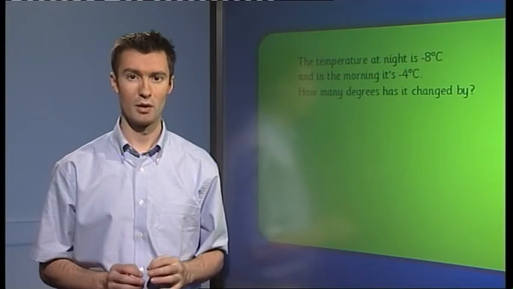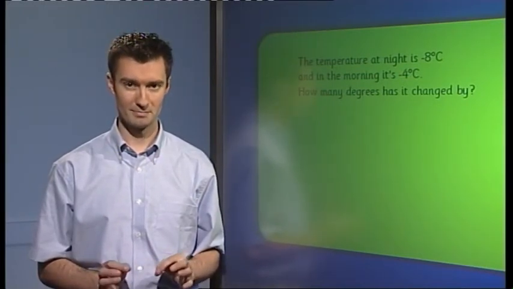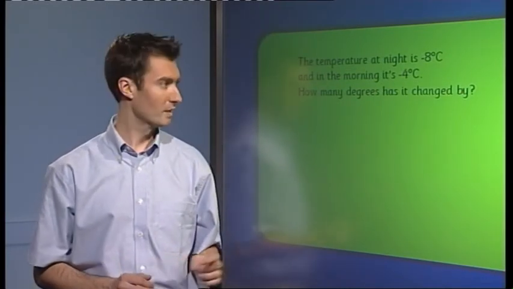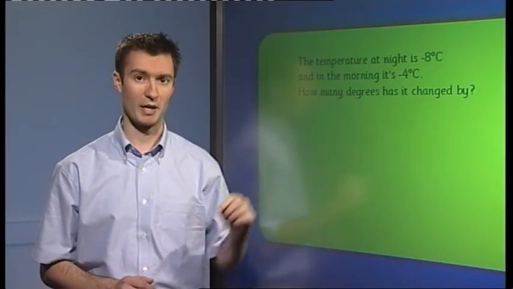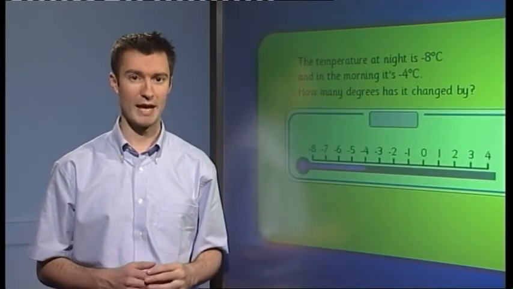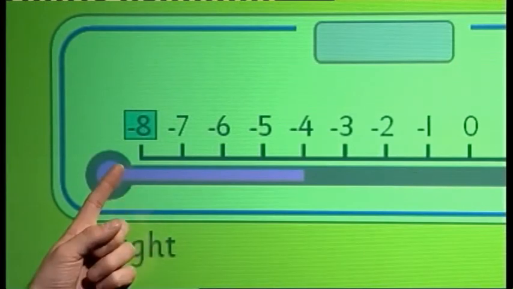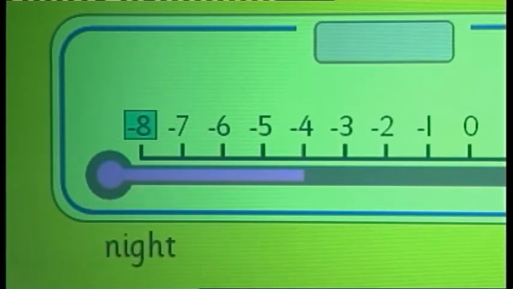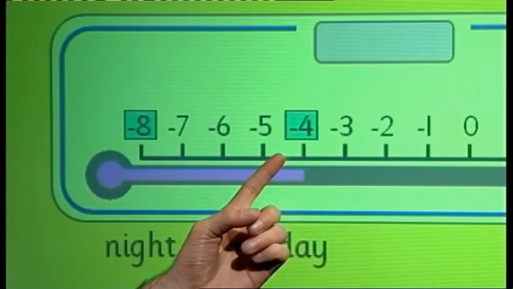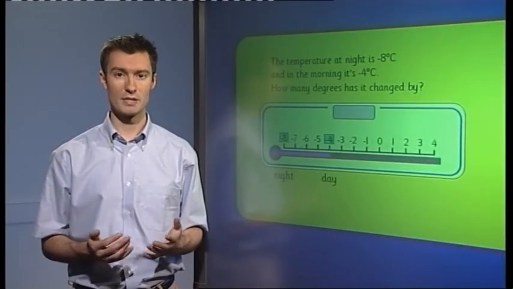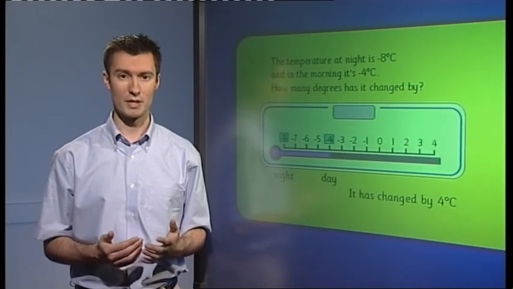So, has the temperature gone up or down by the morning? Well, it's gone up because minus 8 is colder. It's less than minus 4. How many degrees has it changed by? Now here's a picture of the thermometer I had earlier. At night, the temperature shows as negative 8, and that's here. And by daytime, it had risen to negative 4. That's here. So how much has the temperature changed by? Well, it's gone up by 1, 2, 3, 4. Or in this case, because these numbers are degrees, the answer is that it's gone up by 4 degrees Celsius.